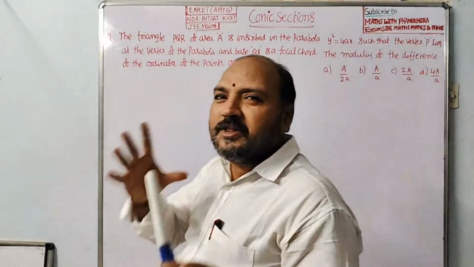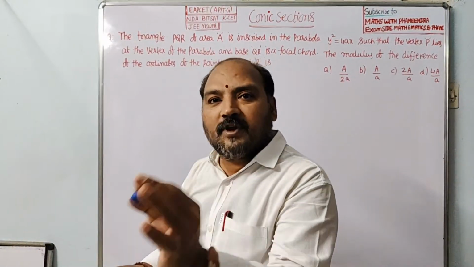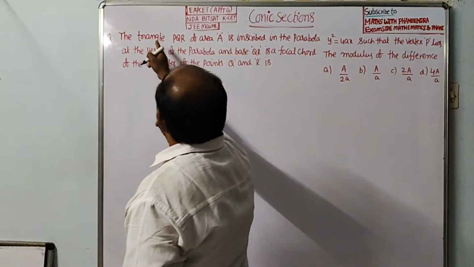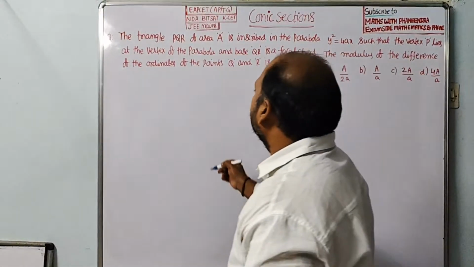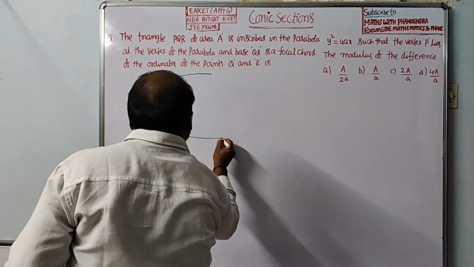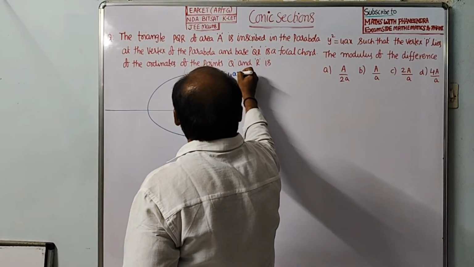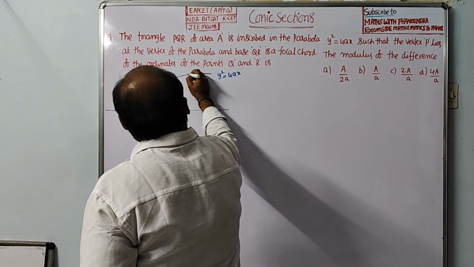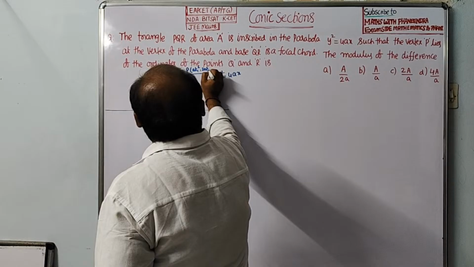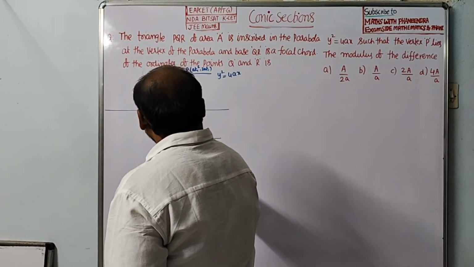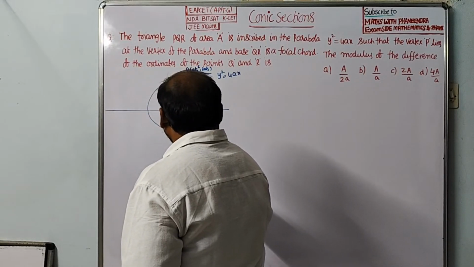See, first read the question thoroughly, dear students. Later, you decide the rough figure accordingly. The triangle PQR of area A is inscribed in the parabola. So first the parabola figure you have to draw like this. This is the parabola figure, y² is equal to 4ax. Later you can assume that this point P is (at1², 2at1). Next here, Q is (at2², 2at2). Am I right?